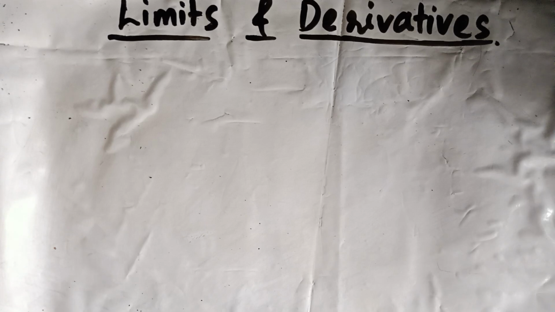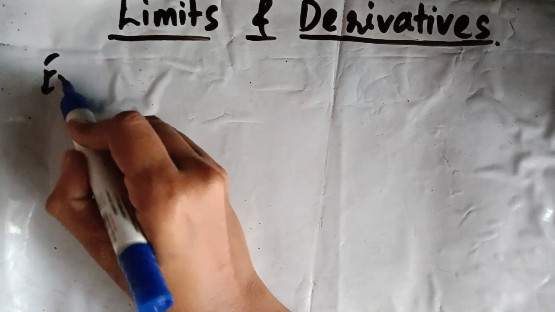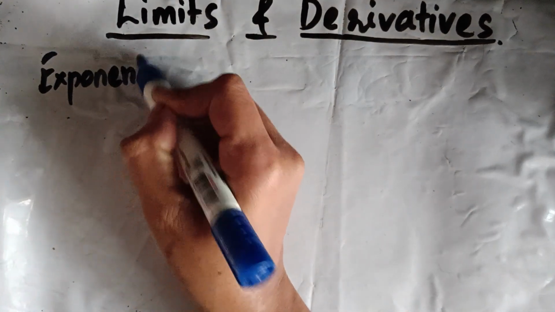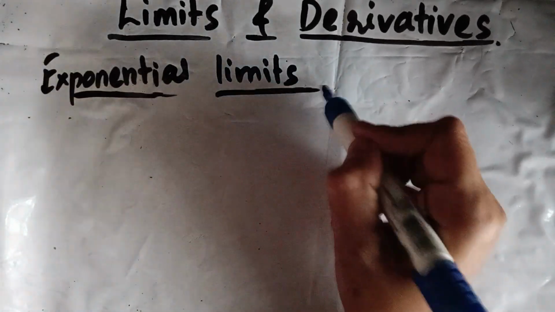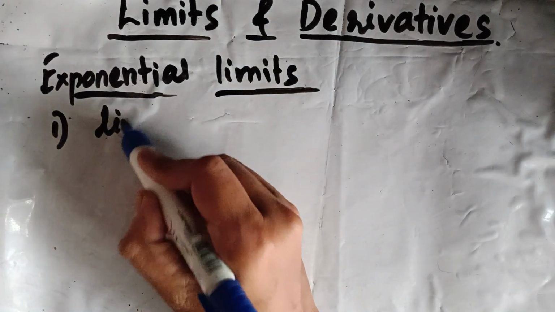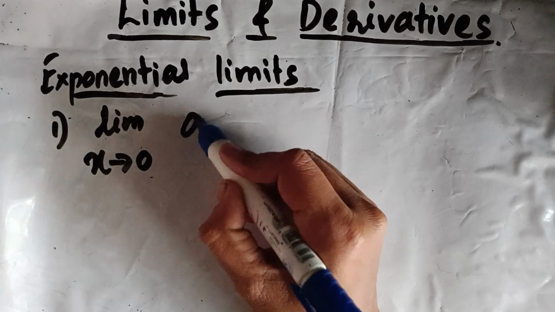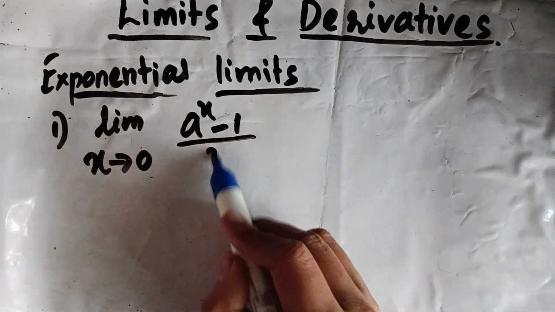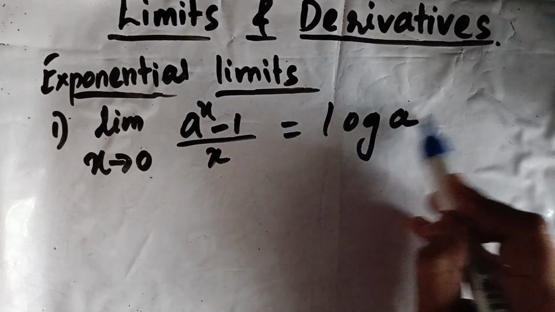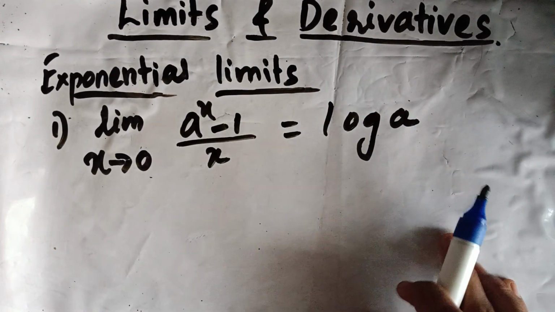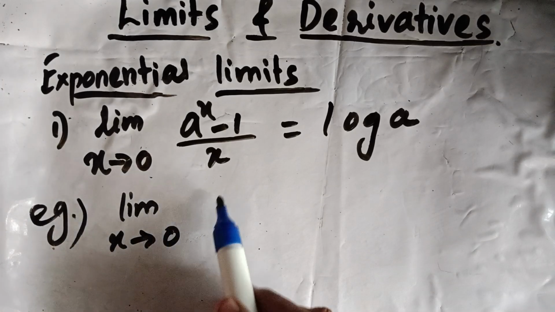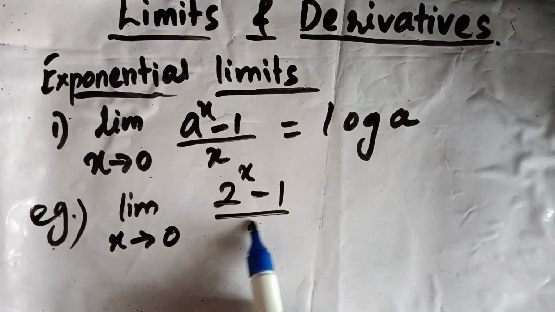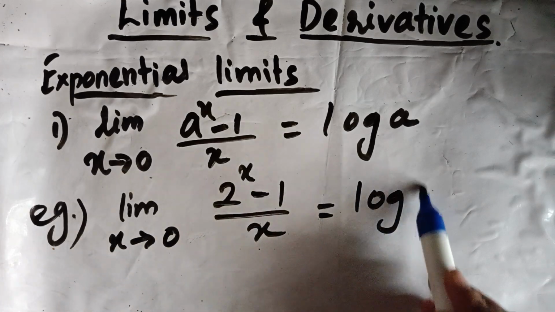Hello students. So today we will learn exponential limits. So there are some standard limits. Limit as x tends to 0, (a raised to x minus 1) upon x is log a. So suppose, for example, limit as x tends to 0, (2 raised to x minus 1) upon x, then the answer is log 2.